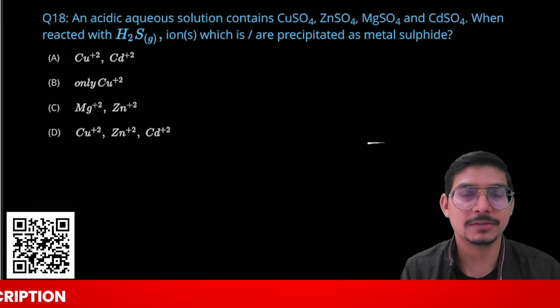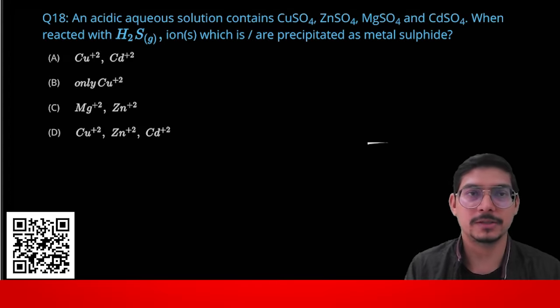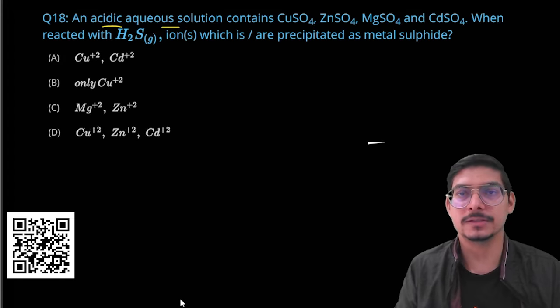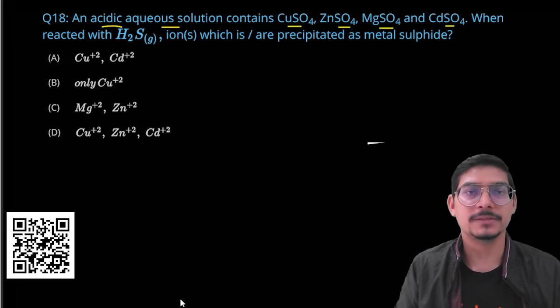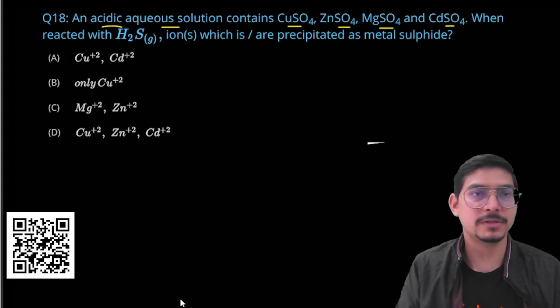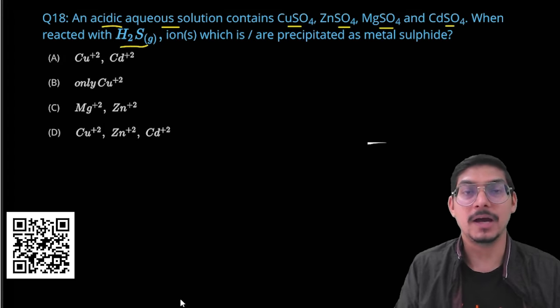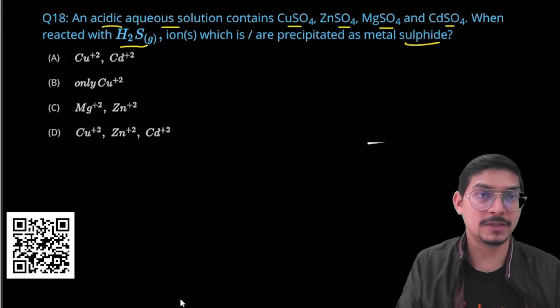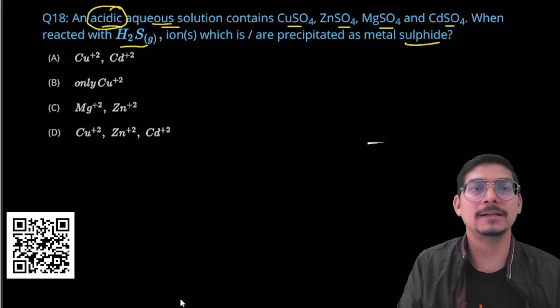Hi everyone. This question is based on inorganic qualitative analysis, where we are given an acidic aqueous solution that contains 4 salts: copper sulfate, zinc sulfate, magnesium sulfate, and cadmium sulfate. When this mixture is treated with H2S, we need to find the ions that are precipitated as metal sulfides. Now remember that the solution is acidic and aqueous.